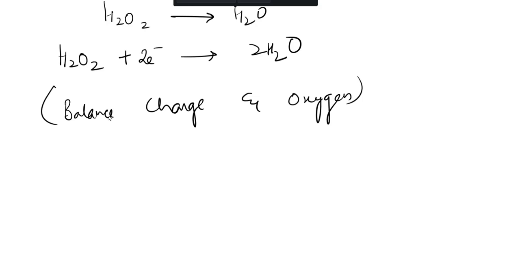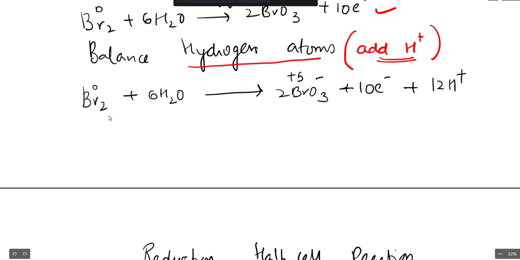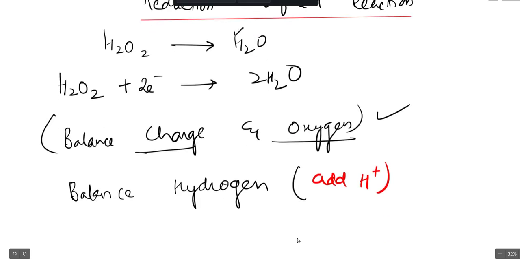Now, I need to balance hydrogen. Oxygen is balanced, charge is balanced. I need to focus on balancing hydrogen atoms. So it is acidic medium, we said, correct? So acidic medium means what should you do? As I said, to balance hydrogen, add H plus ions. Remember, always. On which side do I have to write H plus ions?